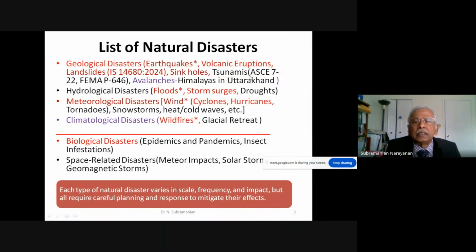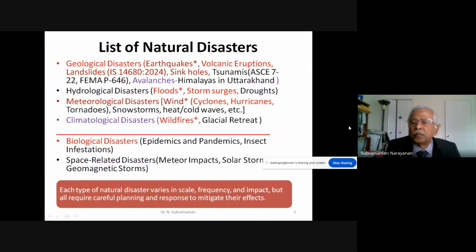And there are two documents. They are ASCE 7-22 and FEMA P646. They, of course, give some information about how to design for tsunamis. Of course, floods and droughts, storm surges are hydrological disasters, and meteorological or wind, which can be in the form of cyclones, hurricanes, and tornadoes. And there can also be snowstorms, heat, cold waves, etc. Climatical disasters are wildfires and glacial retreat, etc.